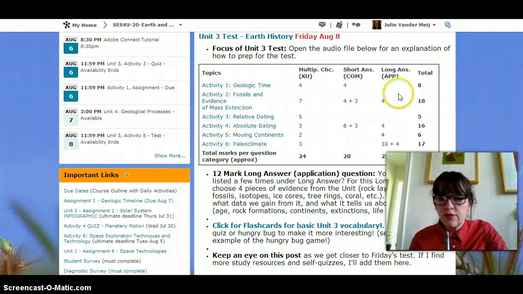You'll notice that if we're trying to prioritize our time and we look at the total on each topic, there's a lot of emphasis on Activity 2, Fossils and Mass Extinctions, quite a bit on Absolute Dating, Activity 4, and lastly quite a bit on Paleoclimate, Activity 6. So let's take a quick tour through some of those topics.